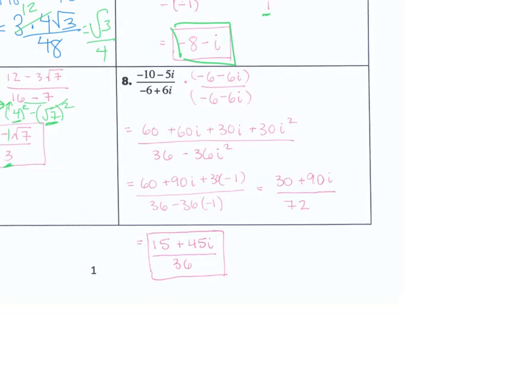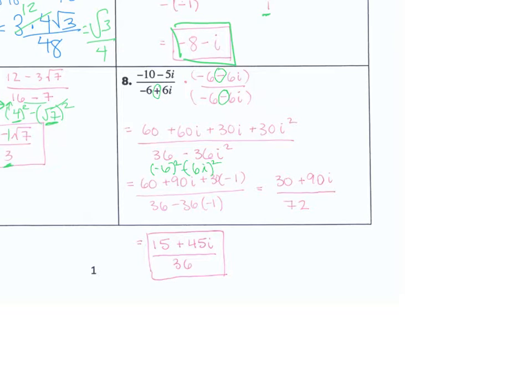Similarly, for this next one, you multiply by the conjugate, so you just change the sign from positive to a negative, do the same thing on top and bottom. The denominator is the easy part. Remember, you just do the first term squared minus the second term squared.